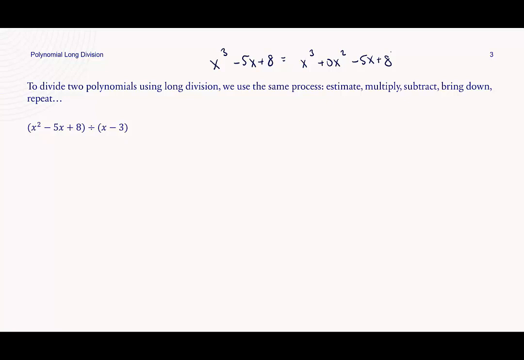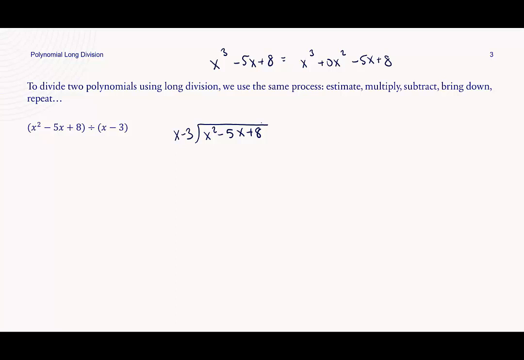Okay, so we're going to set this up the same way we did with the numbers. I take the x minus 3, the divisor, and I put it to the left of my fraction bar. And then I'm going to fill this in, and I'm going to use the x squared, not this one, right? That was just an example. Okay, now, what we do is we start with the term with the biggest exponent.